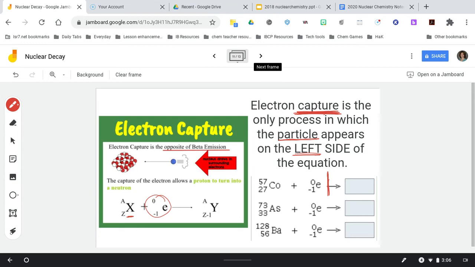So here is cobalt-57 undergoing electron capture. Again, here's my dividing line. And the left-hand side still has to equal the right-hand side. So 57 plus 0 is 57 for the top. And then on the bottom, I need to figure out what value is going to be my atomic number. So 27 plus -1, or 27 minus 1, is 26. I look up element number 26, and that is iron.